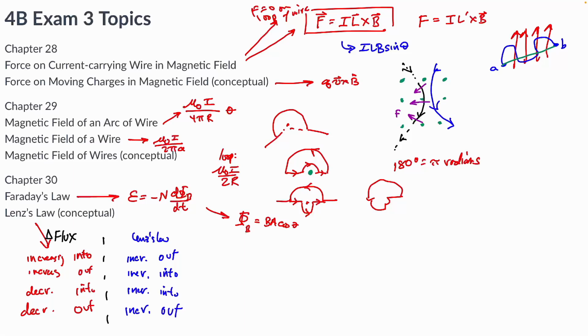Now you're asking me a math question. Multiply both sides by dt. What's this? Change in flux. What's this? Change in flux. There's an equal sign right there. You divide.